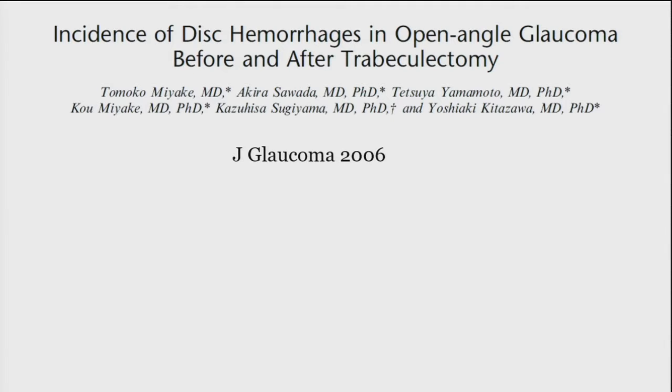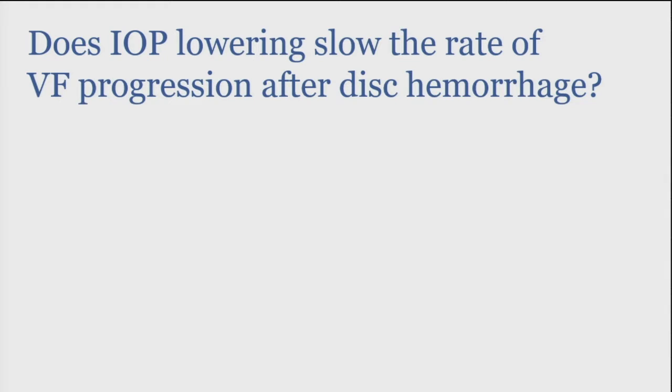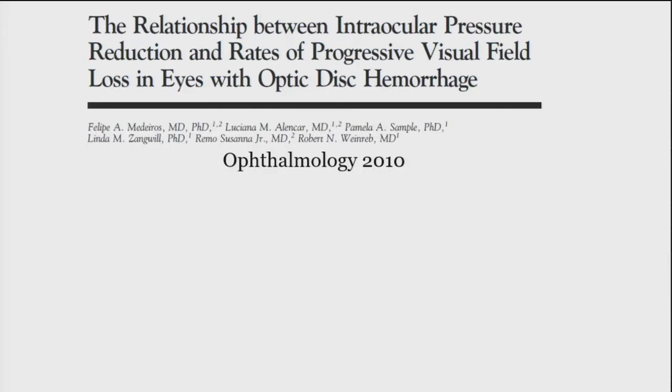What do we do to slow the incidence of disc hemorrhage? So we know that trabeculectomy is very effective. In this study from Japan, reducing the pressure significantly with trabeculectomy significantly reduced the rate of disc hemorrhage incidence. Now, what's most important? What's the effect of intraocular pressure lowering once your patient develops a disc hemorrhage? Are they going to progress more slowly?